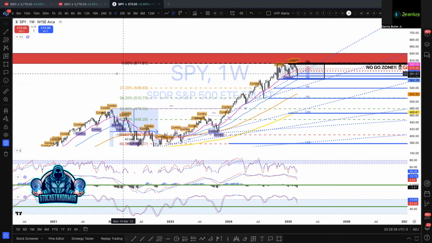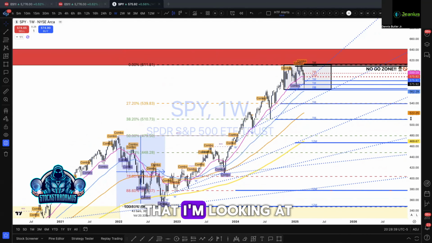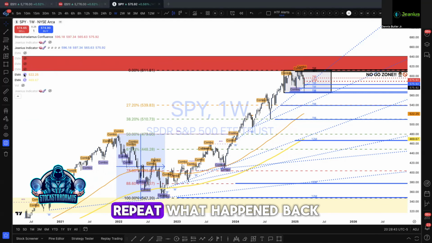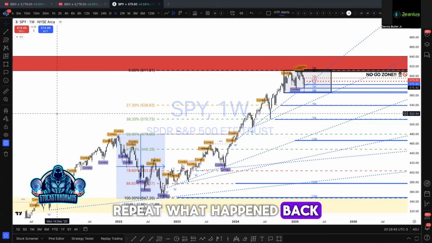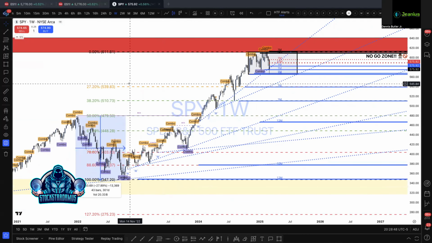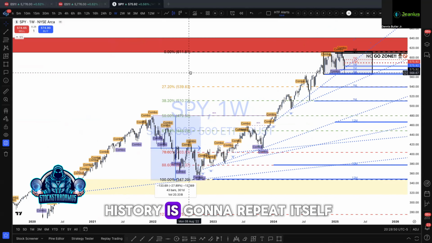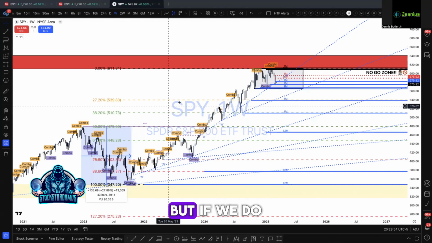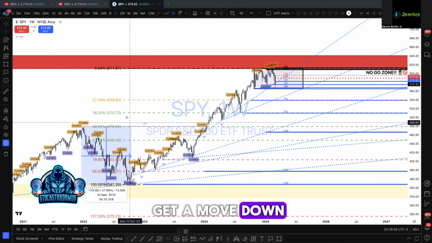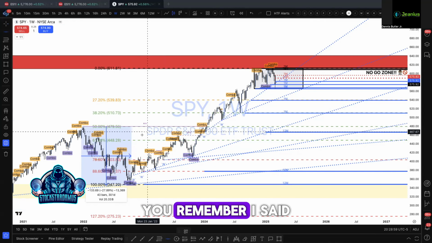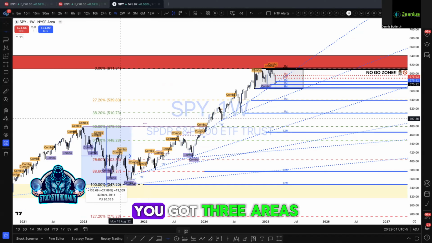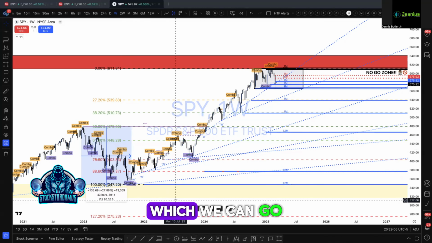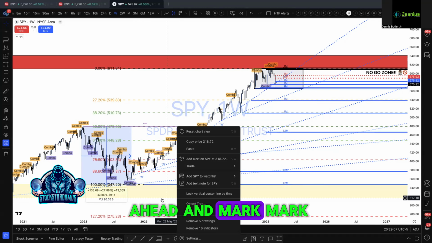So for me, these are key things I'm looking at to see if the market is going to repeat what happened back in 2022. Now, obviously, you can't assume that history is going to repeat itself 100% to the T, but if we do get a move down, these are the three areas I was looking at. Remember I said when you get a Fibonacci retracement, you have three areas that are important. For one, we have our golden zone, which we can go ahead and mark out.